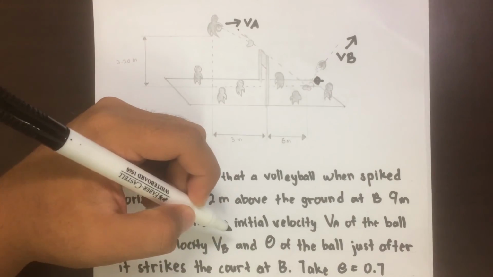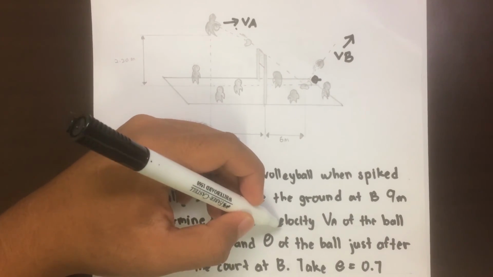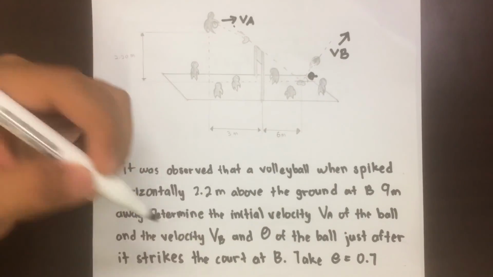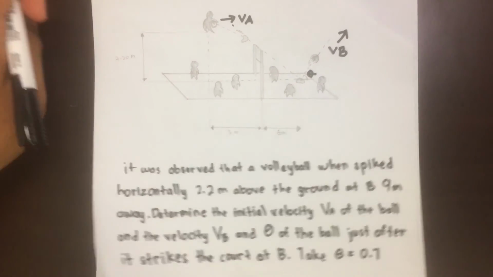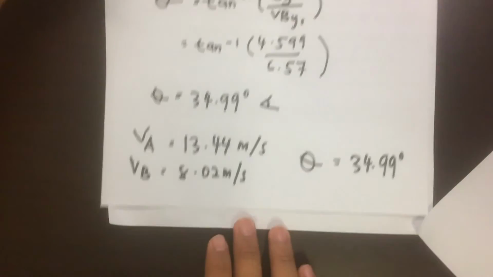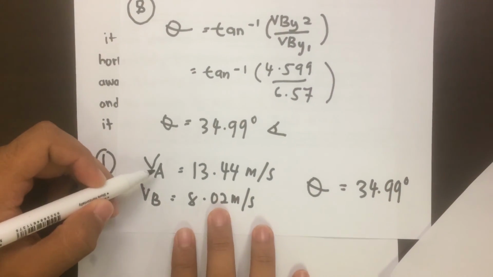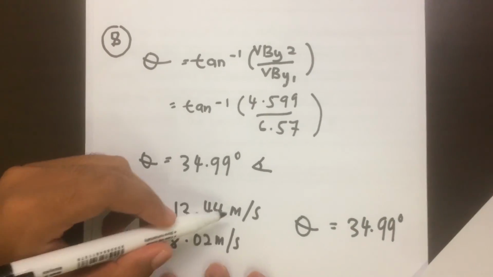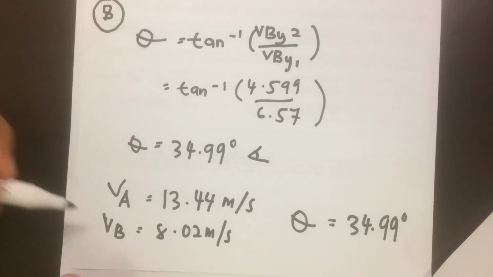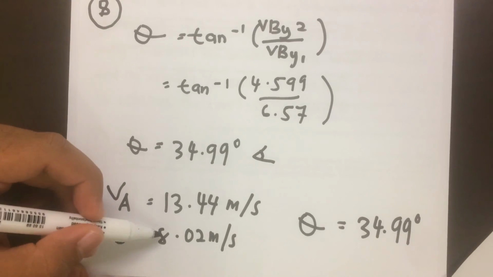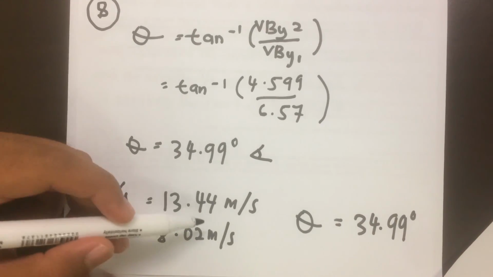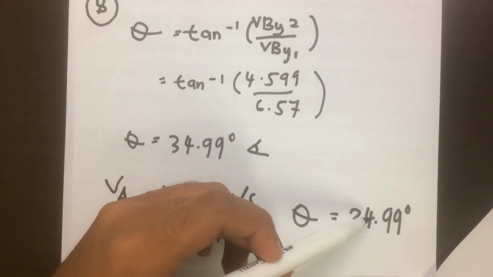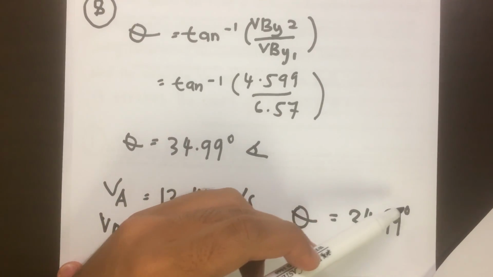So we have finished finding the initial velocity VA, VB, and theta, with the values VA equal to 13.44 meters per second, VB equal to 8.02 meters per second, and theta equal to 34.99 degrees.